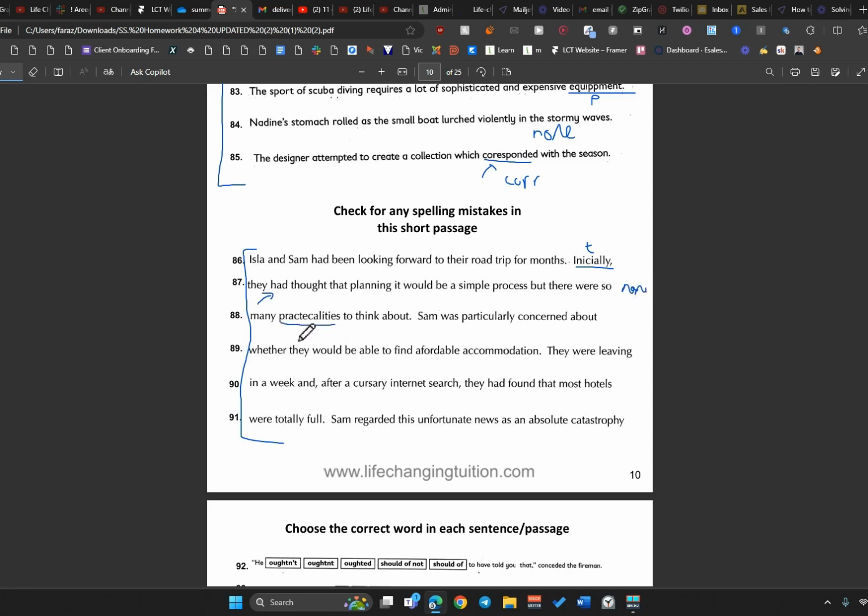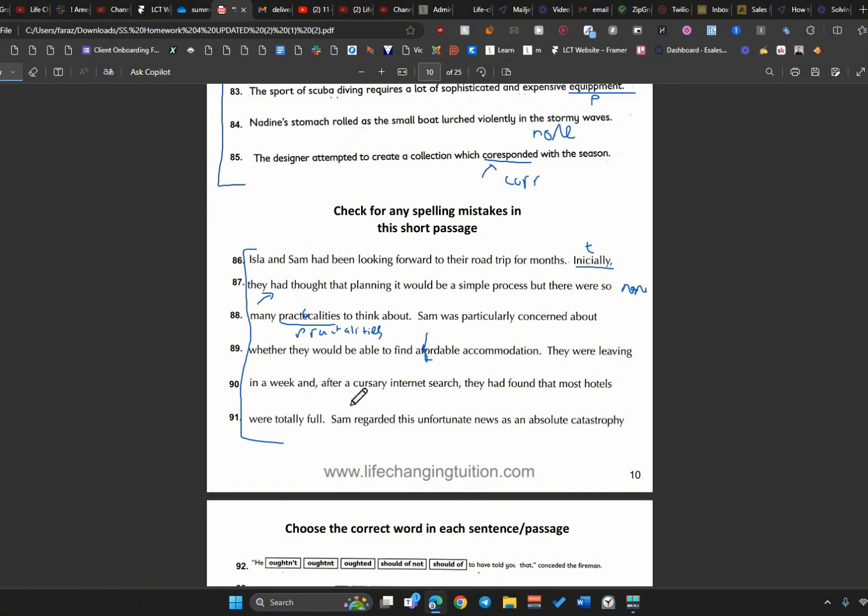Practicalities is spelt wrong though. That should be like this. Practicalities, right? So this is wrong. The E is wrong there. And question 89, whether they would be able to find affordables. This should have a double F, affordable accommodation.